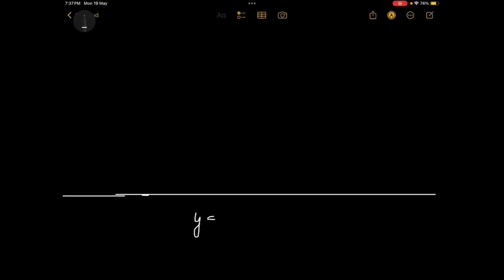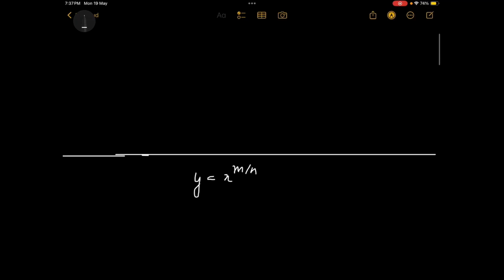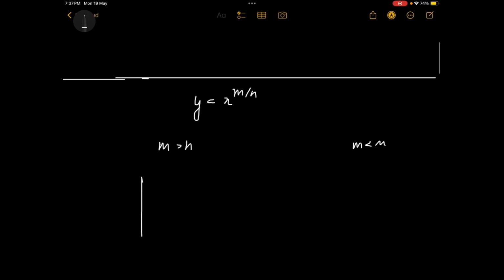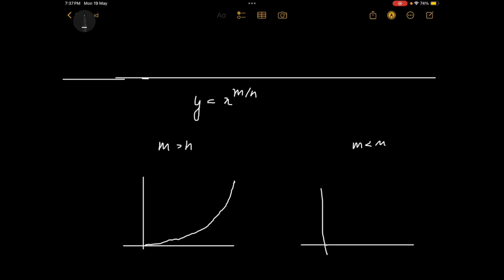Represented by y is equal to x to the power m by n. There can be two possibilities. First, if m is greater than n, and in the second case, if m is less than n. For the first case, the graph would be this, and in the second case, the graph would be this.